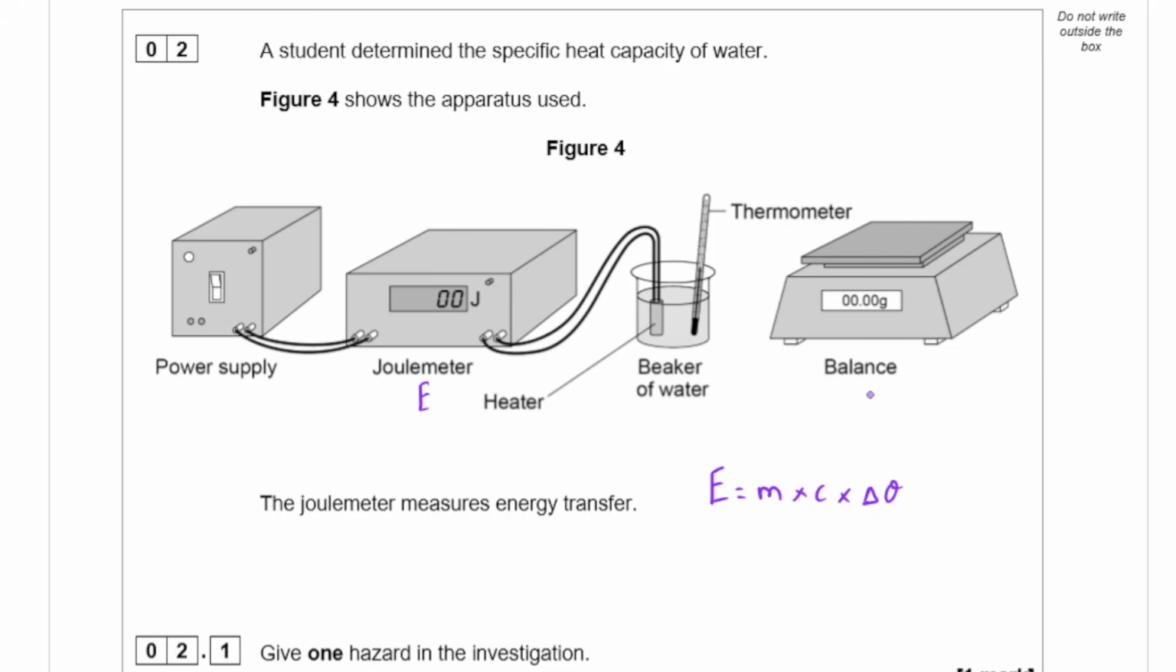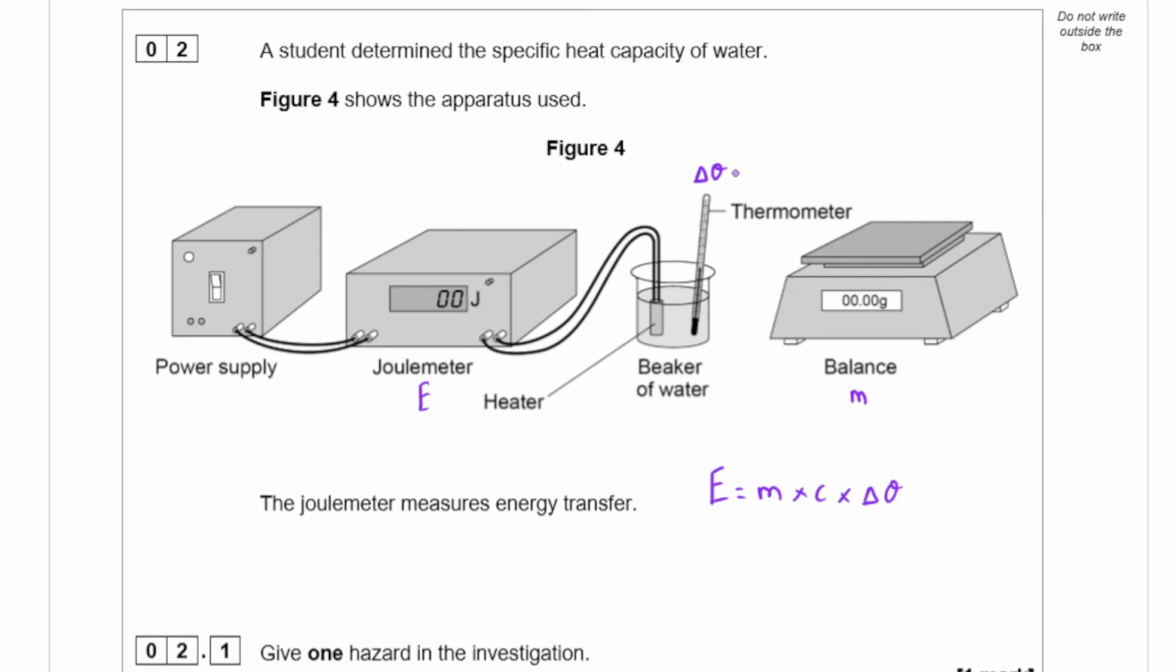You can measure the mass using the balance. The temperature change can be measured using the thermometer. You will need the starting temperature. That's how you spell start. Very good.